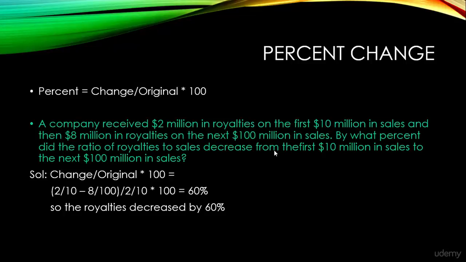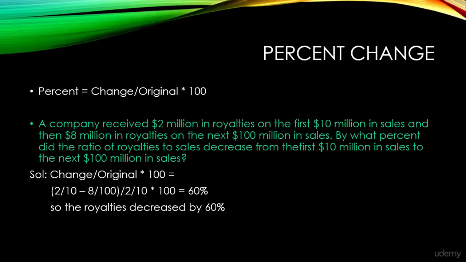Percent change. The general formula for percent increase or decrease is percent is equal to change divided by original, times 100. A company received $2 million in royalties on the first $10 million in sales and then $8 million in royalties on the next $100 million in sales. By what percent did the ratio of royalties to sales decrease from the first $10 million in sales to the next $100 million in sales?